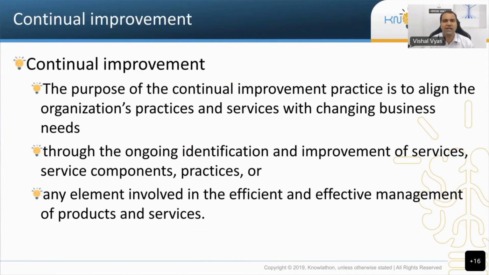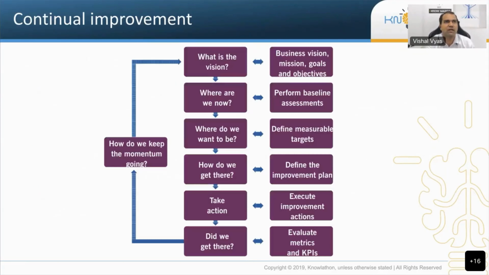And how do we do that? So there is a continual improvement model here. We first look at what is the vision. What are the high-level objectives that we are aiming at, that we are focusing on? But looking at the high-level objectives is not enough. We have to look at where are we now? Look at the current baselines, perform baseline assessments. Where are we today? What our performance numbers are, what our metrics are.